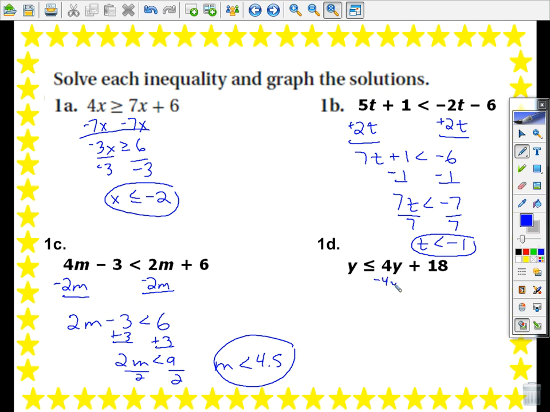All right, last one, let's subtract 4y on both sides, leaving me with negative 3y less than or equal to 18. When you divide by negative 3, don't forget, you must reverse the inequality symbol, and it becomes y is greater than or equal to negative 6.